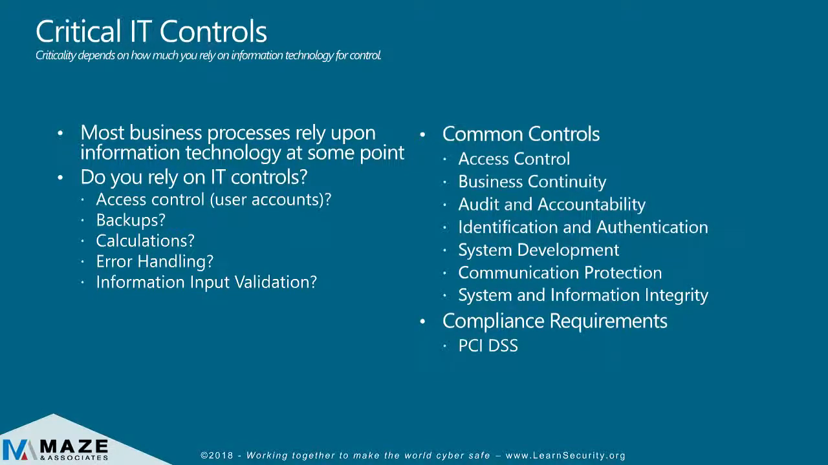Common controls: access controls, business continuity, audit and accountability, which is talking about the audit logs and all that stuff. Identification and authentication, that's usually handled by IT. System development: who's developing it? Do they have a backdoor? Do they put backdoors into it? Those types of things. Communications, which is communicating between the workstation and the back-end databases or servers, and then just the system in general. So there's still a lot of crucial IT controls to help with that, and that's not even mentioning any compliance issues like PCI.